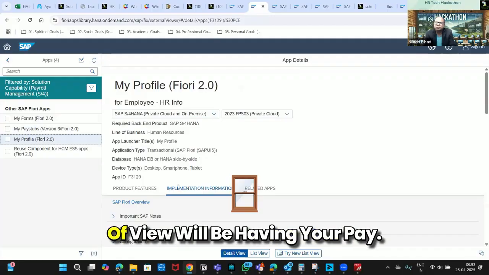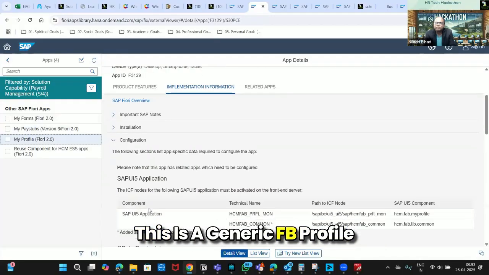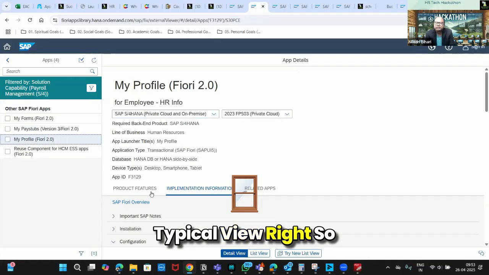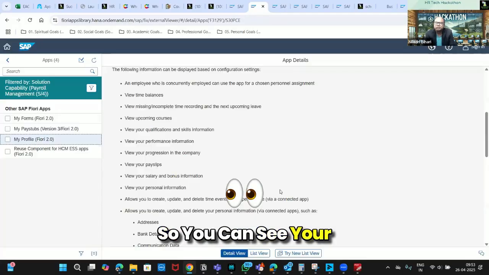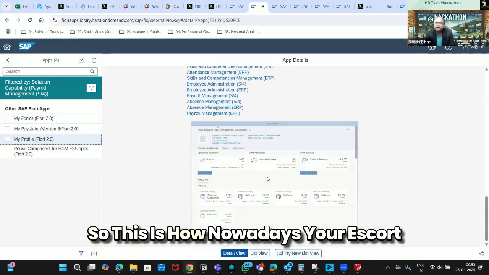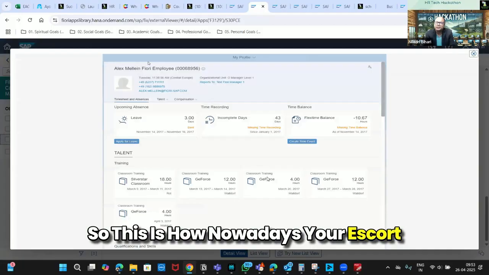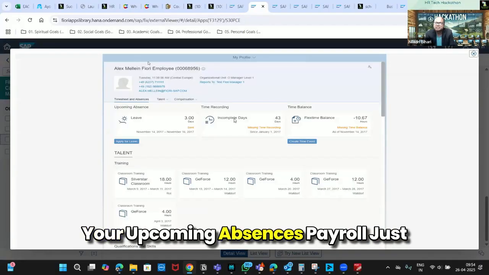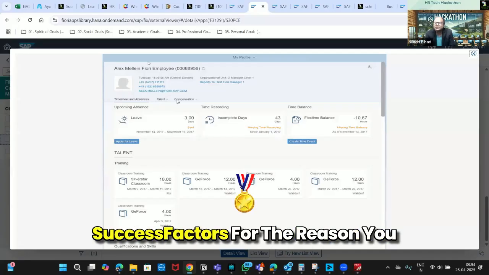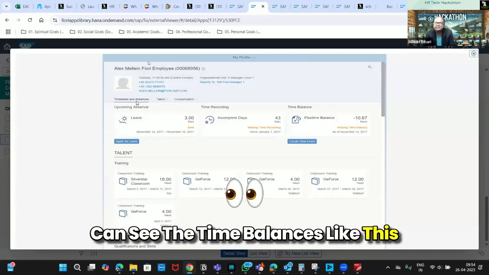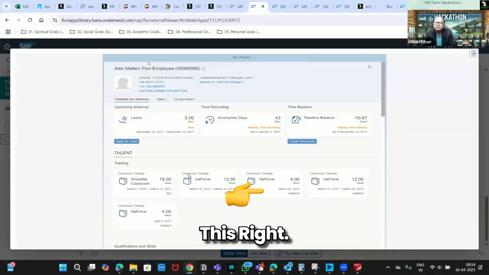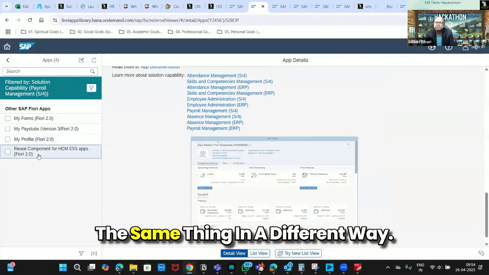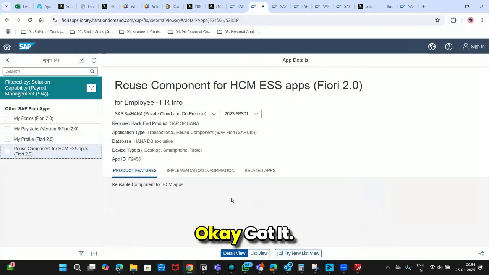Similarly, from the profile point of view you will have your pay. This is a generic employee profile, and inside that you'll have your typical view, from a product feature point of view. So you can see your general people profile. This is how nowadays in S/4HANA you will find this kind of screen, where you can see your upcoming absences, payroll. Just like SuccessFactors, they try to mimic SuccessFactors: time sheet, absence like this, talent like this, compensation like this. All these things you can visualize. SuccessFactors is definitely better, but they try to mimic the same thing in a different way. Okay, got it. Thank you.